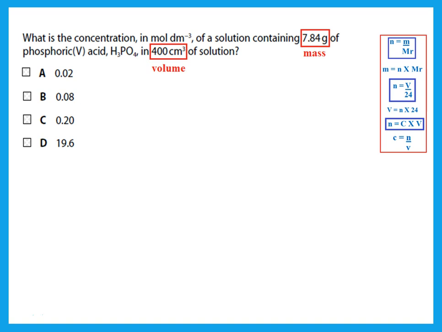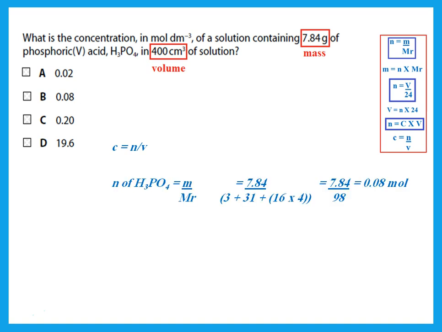In order to get concentration, I need that last equation which says concentration is number of moles over volume, but that means I need to get the number of moles. How do I get the number of moles? You should realize that he gave me mass, so I'm going to use that very first equation. Number of moles is mass over molecular mass. So the mass is 7.84.